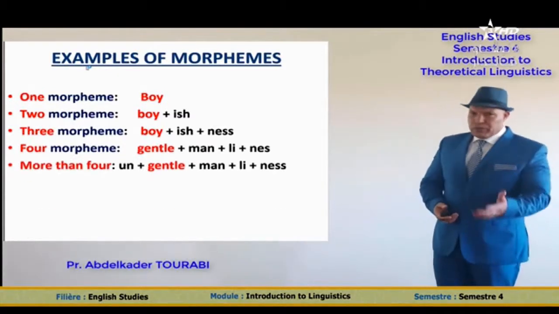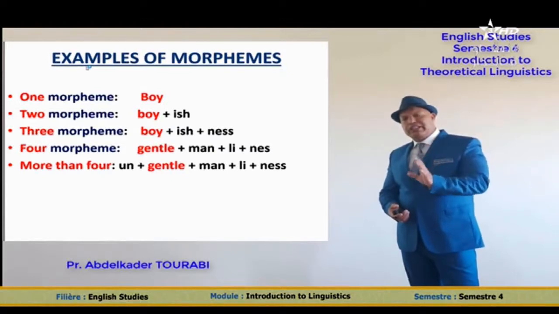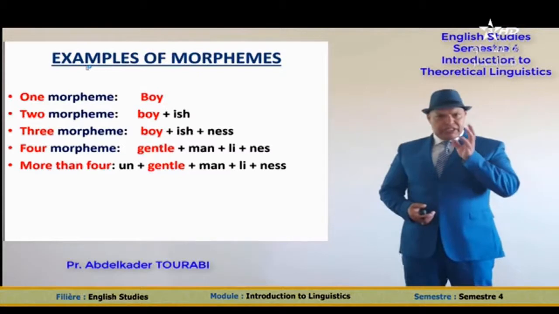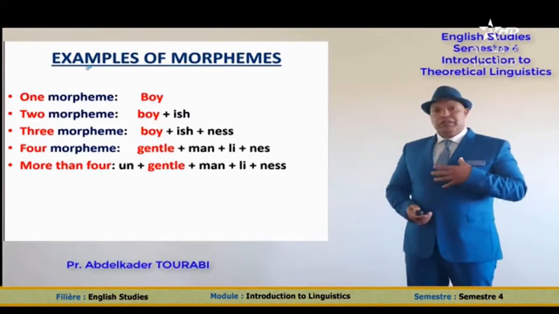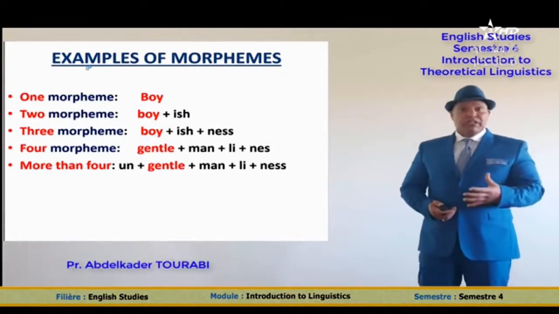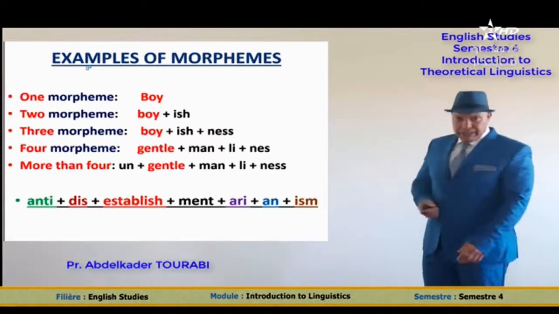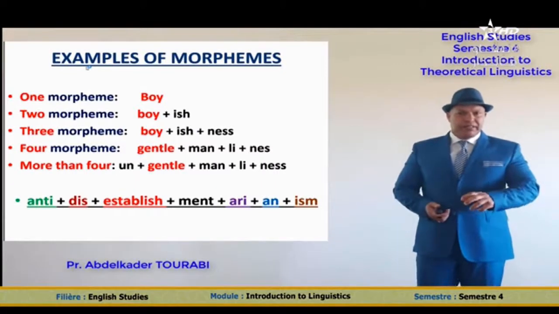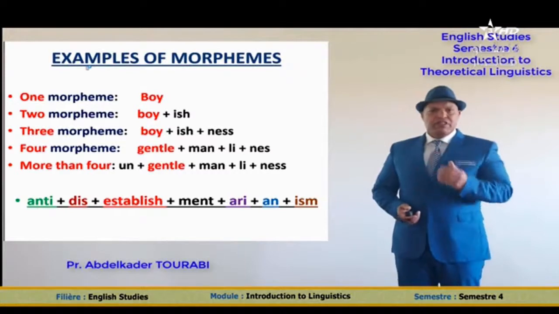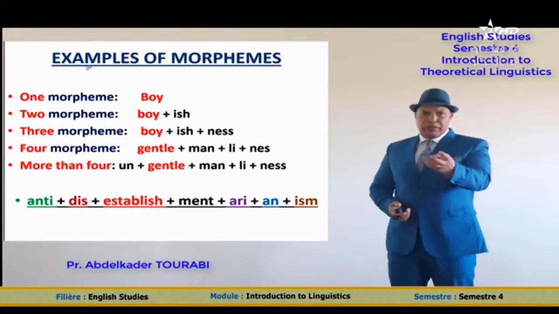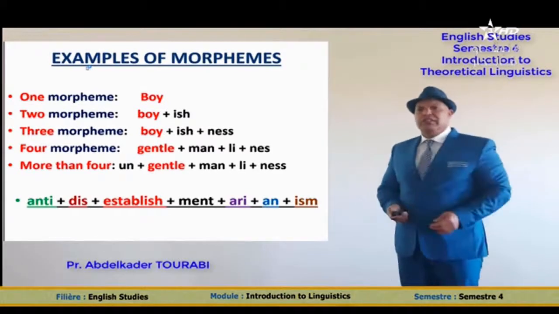But sometimes we can have more than that in a word. For example, ungentlemanliness consists of five morphemes. But sometimes we can form or construct a word with more than four, five, six, seven morphemes, like the word in front of us. So we have anti, dis, establish, ment, ar, ian, ism. If we take this word, it consists of seven morphemes. We take the word establish, and we can add to it dis. We have disestablish, establishment, disestablishment, antidisestablishment, until we finish the whole word.